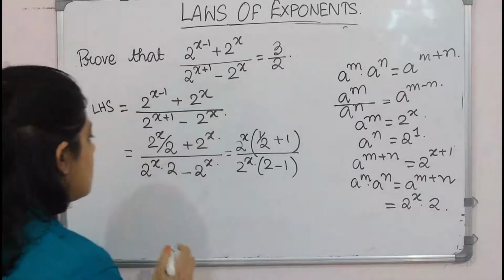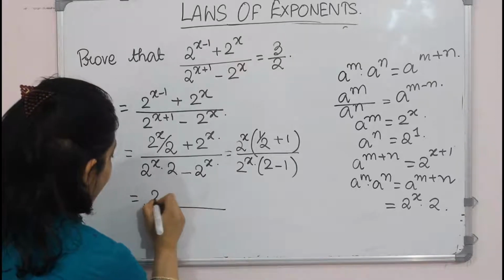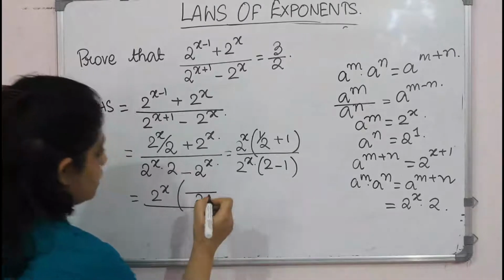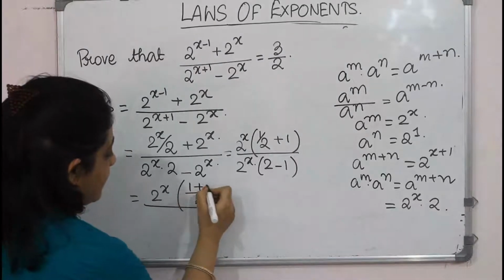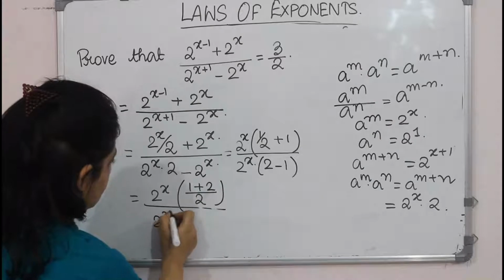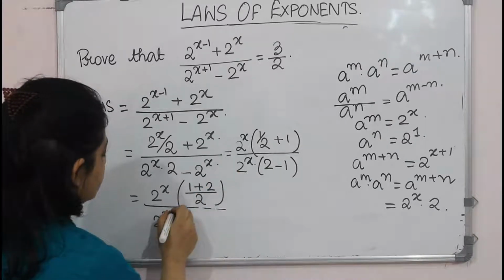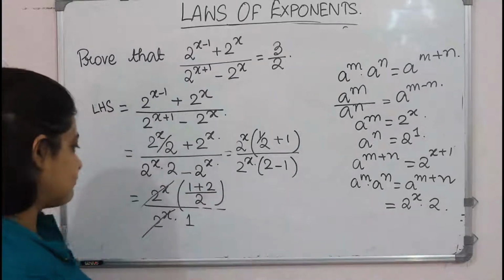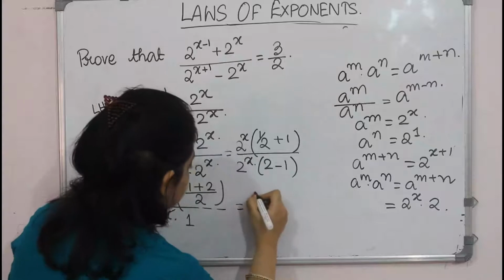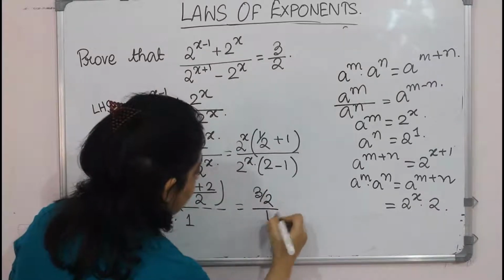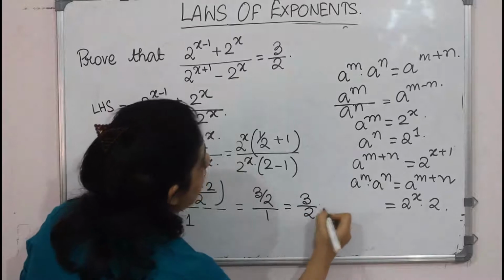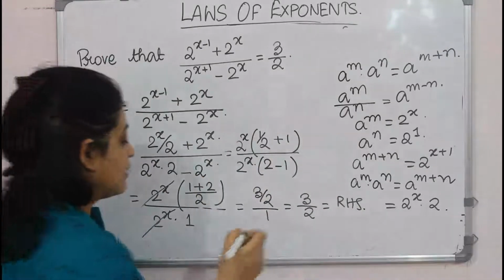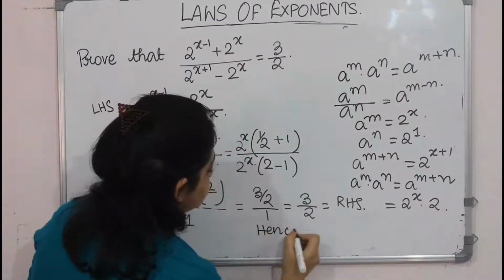Okay, now what I will do, 2 to the power of x, this is half plus 1. So this is 2, I can easily take the LCM, and this is 2. So this is 2x, 2 minus 1 is 1. So 2 to the power of x, 2 to the power of x, I can easily cancel it out, and 1 plus 2, 3 by 2 divided by 1, that is 3 by 2 is the answer. So this is right hand side, equal to right hand side. So this is hence proved.